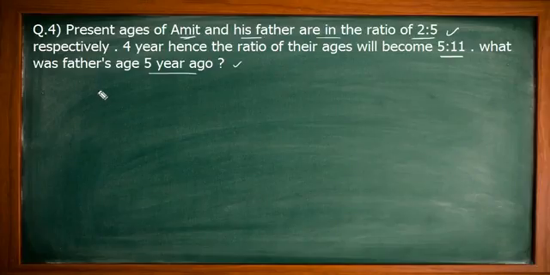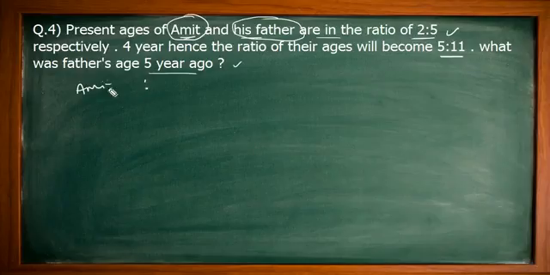Okay, there are basically two entities. The first one is Amit, the second one is his father. Now put Amit and his father.